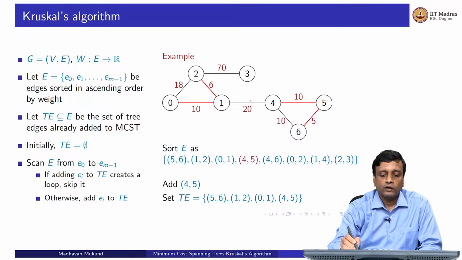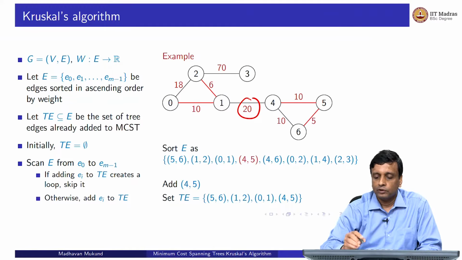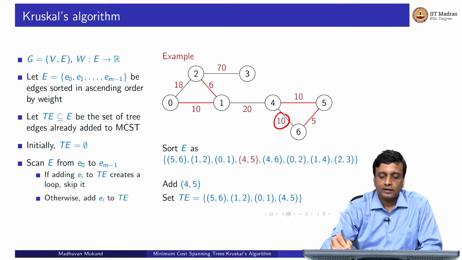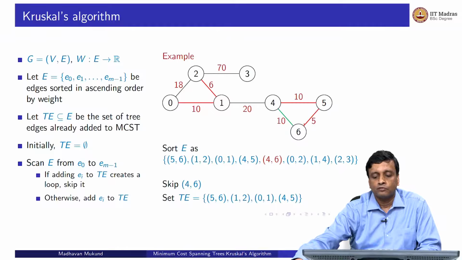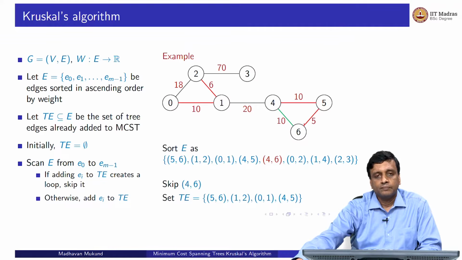Now we look at 1, 4, we look at 4, 6, right? Now if you look at 4, 6, the problem is that we already have these 2 edges, right? So 4, 6 if we add, it's going to create a cycle, so we have to skip it. So we skip over 4, 6, doing nothing, right?